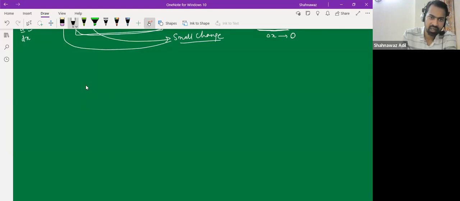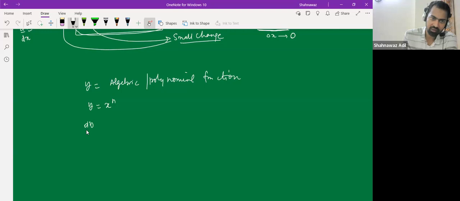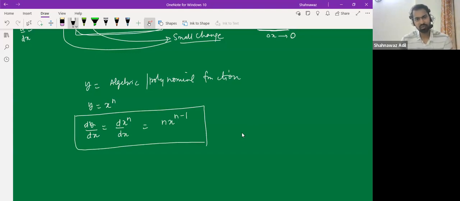And we have some known results that I will tell you. Let's say that y is an algebraic or polynomial function. For a polynomial function, let's say y is x^n. Then the differentiation of y with respect to x, d by dx of x^n, gives me n x^(n-1). So this is for the polynomial function.